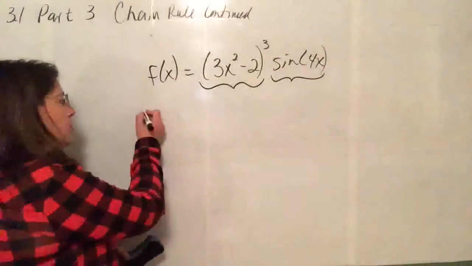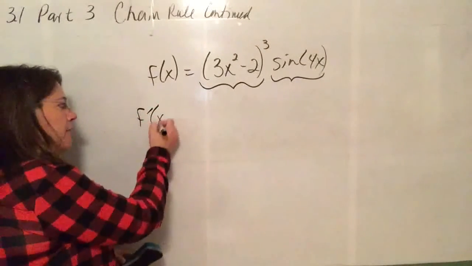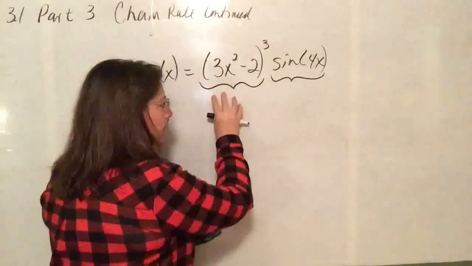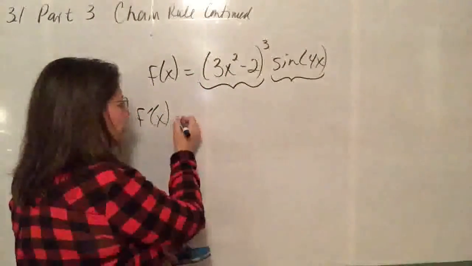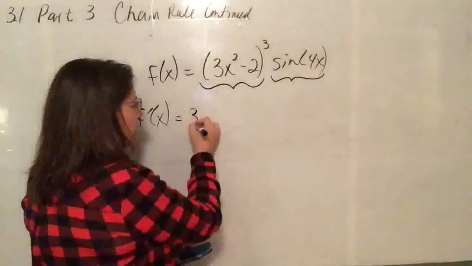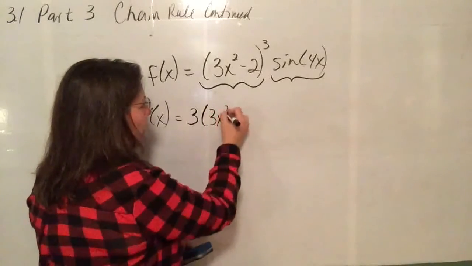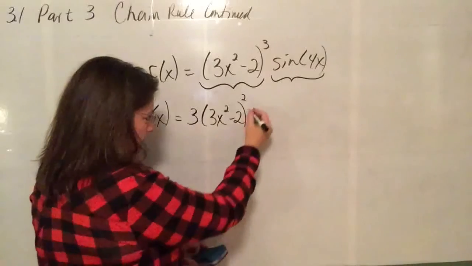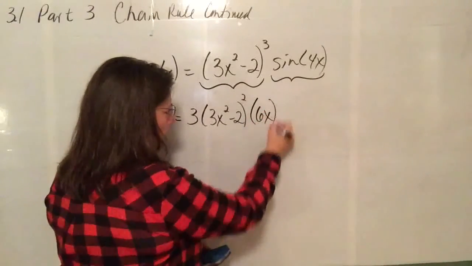So I'm going to do it just a step at a time. F prime of x. Well, I'm going to deal with product rule first. I have to take the derivative of the first part. Well, that's the chain rule. So that's 3 times 3x squared minus 2 squared times the derivative of the inside part, which is 6x.